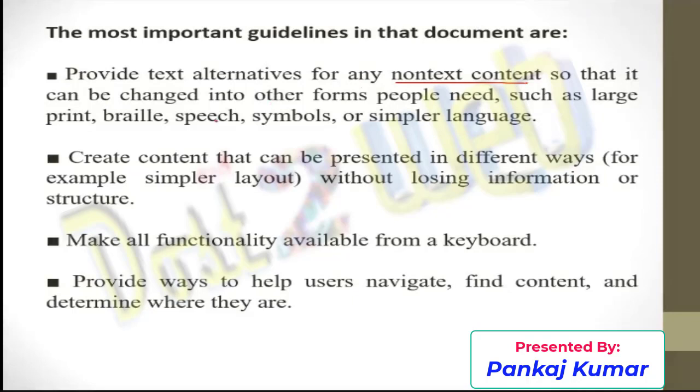That means, like when we were practicing with an image, suppose the image is not getting uploaded, that means it is not visible. Then how will we know what it is? We will not understand. So you have to provide alternate text, alternative information which is displayed for the users, right? That is the meaning of this line. This was very important, so that it can be changed into the form people need, such as large print, braille, speech, symbols, or simpler language.